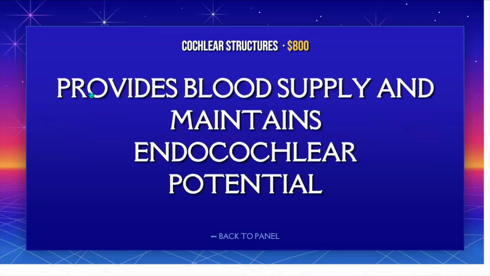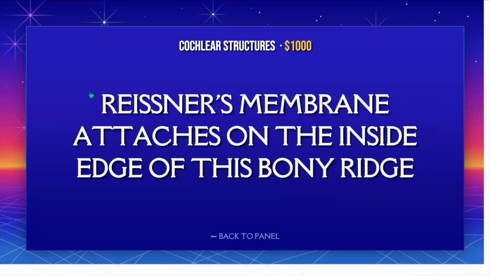Next, we have provides blood supply and maintains endocochlear potential within the cochlea. And the answer to this would be, what is the stria vascularis, which is located on the lateral wall of the scala media? For cochlea structures for 1000, we have the Reissner's membrane attaches on the inside edge of this bony ridge. The answer would be, what is the spiral limbus?